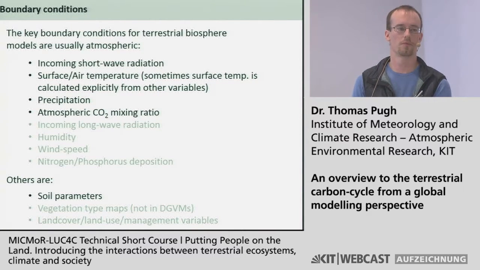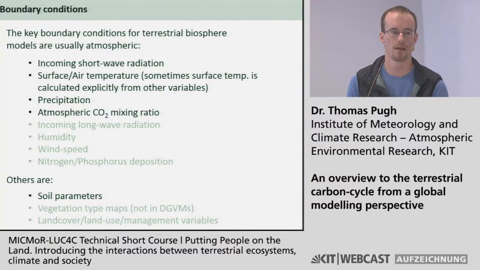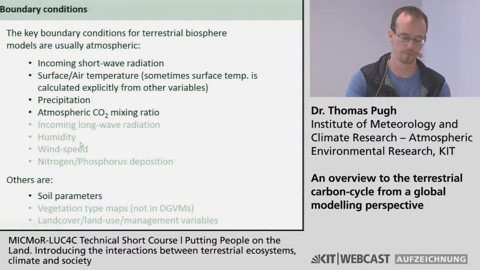So first off, we have to run our models with something. And generally we run these models with boundary conditions that are mostly atmospheric. So for all models looking at the terrestrial biosphere, we have to provide them with shortwave radiation. We also need to provide precipitation measurements, and the atmospheric CO2 mixing ratio is also very important. And then, depending on the model type, we either need the incoming long-wave radiation so that we can make a calculation of surface energy balance, or we need the surface temperature directly, which we can take from a different model. And then, depending on the different model types, some also need humidity, wind speed, deposition of different biogeochemical components.